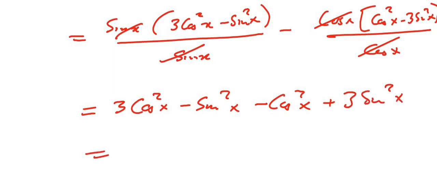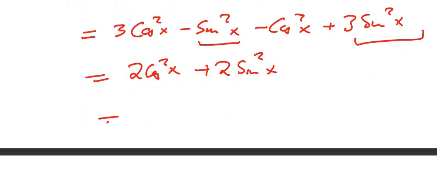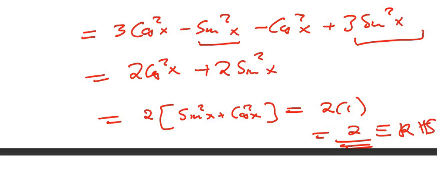So the like terms here: 3 cos squared minus cos squared gives us 2 cos squared. Then this will also give us 2 sine squared, because these are like terms as well. Then we're simply going to factorize a 2, remaining with sine squared plus cos squared. We know that this is 1 according to the identities, so 2 times 1. This is what gives us the 2, which happens to be the right-hand side. Hence proved. This is basically the proof.